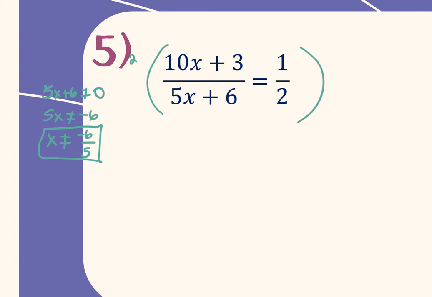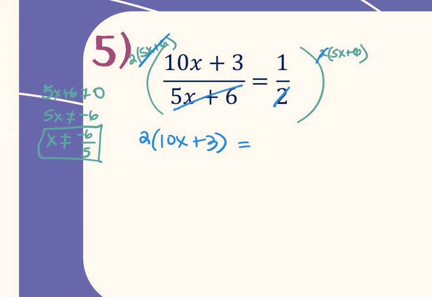All right, so I could, like I said, I could multiply, and in here, my least common denominator would be 2 times 5x plus 6, because it's the combination of those two. And I can cancel the 5x plus 6 into here, and I get 2 times 10x plus 3. And on the right-hand side, I can cancel out the 2's, and I get 1 times 5x plus 6, or 5x plus 6. And then I can distribute here, 20x plus 6 equals 5x plus 6. Subtract the 5x.